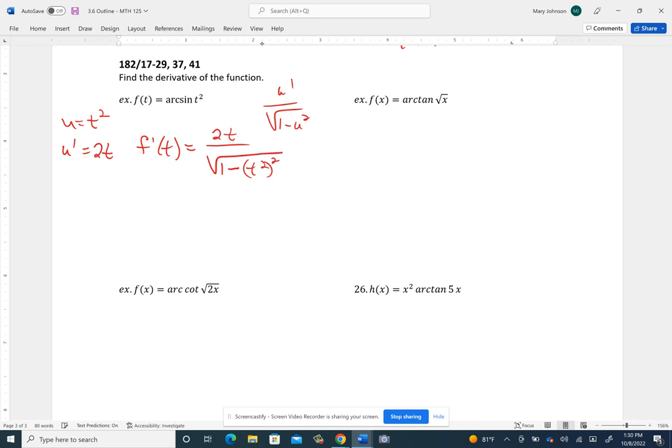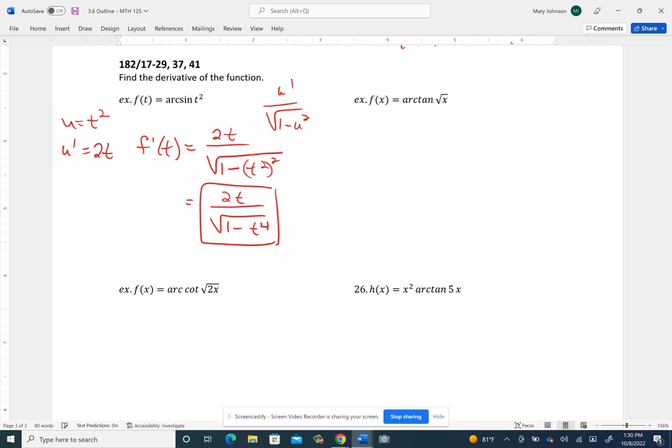Okay. Now you can do just a little bit of simplifying on this. The t squared squared would be t to the fourth. And then that's what you would type in for your answer. Okay. All right, let's go to the other one, the arctan.